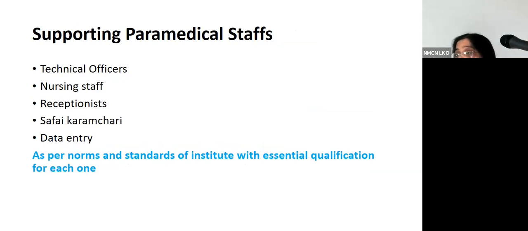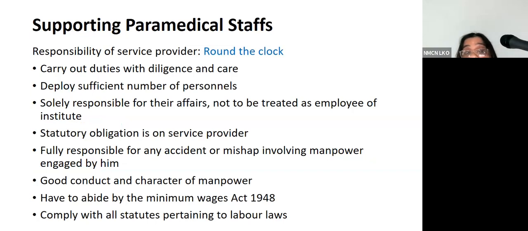Next is supporting paramedical staff. When we were making these PPP documents, we did not have many technicians and nursing staff in our department. So we asked the private partners to provide staff also, which are technical officers, nursing staff, receptionists, safai karamchari, and data entry. We have given qualifications and eligibility criteria as per the standards of the institute. Many rules have been put up for the staff and the service providers providing manpower to the institute.